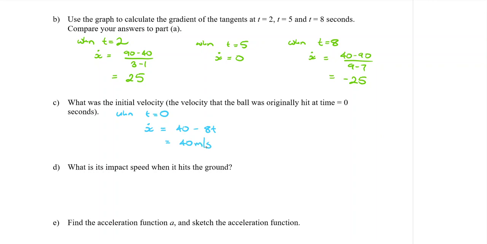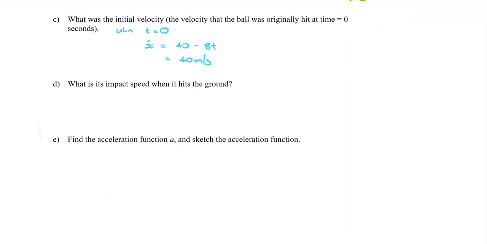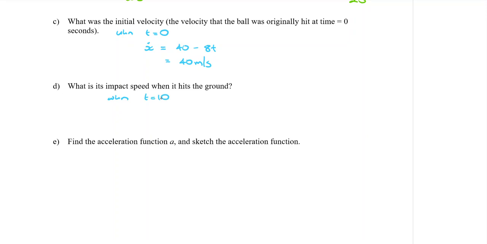Question D. What is the impact speed when it hits the ground? What was the time when it hit the ground? 10. So I'm subbing that t equals 10 into my, which equation? The derivative against the velocity, but it asked for a speed. So I'm going to find the velocity first and then just make sure I go in my answer. Therefore, it needs to be a positive answer. All right. So in my equation, x dot equals 40 minus 8 times 10. Which gives you a negative 40 meters per second, because that is velocity.